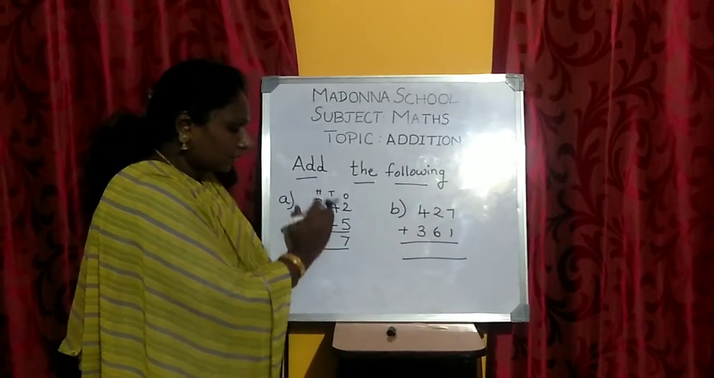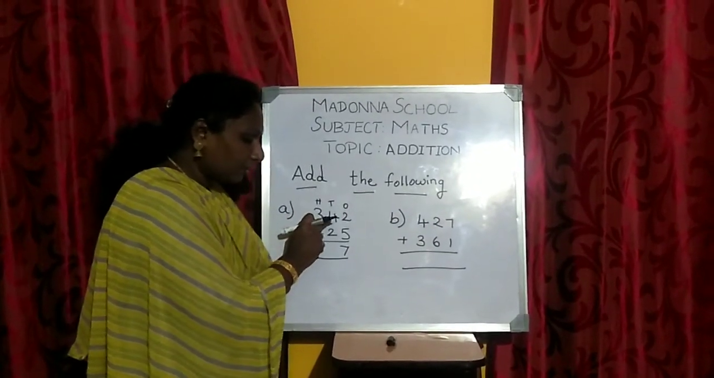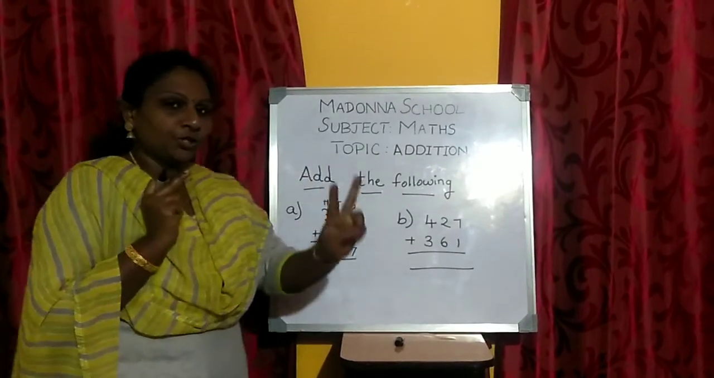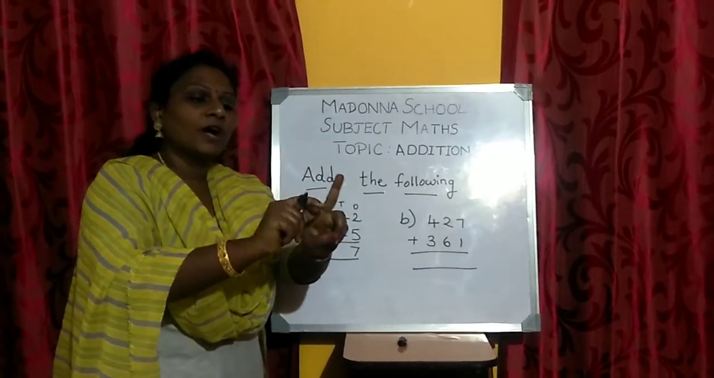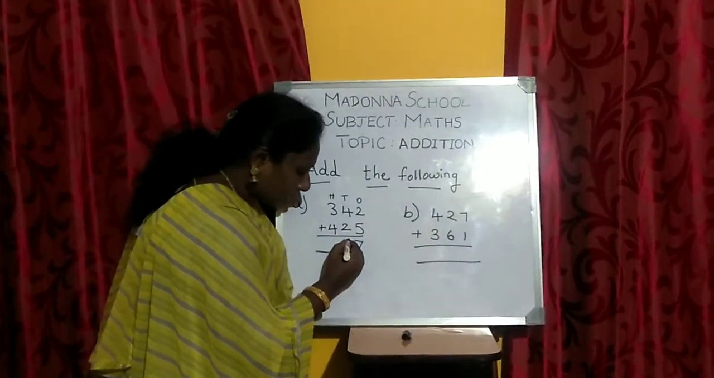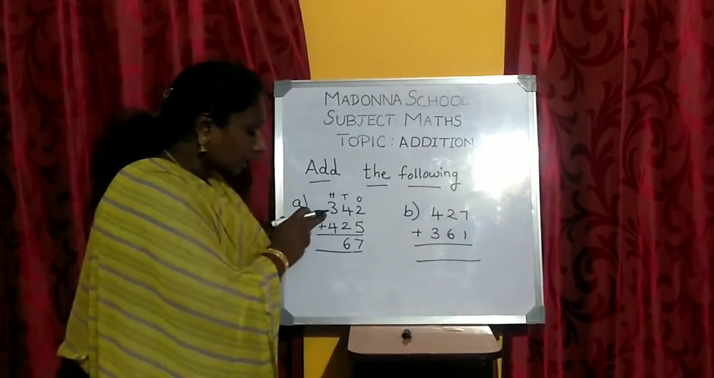So next is the tens place. You have to add the numbers in the tens place. So what is the number? First number 4 and second number 2. So 4 in your mind, 2 show it on your finger. After 4: 5 and 6. So 4 plus 2 is how much, children? 6. Okay.